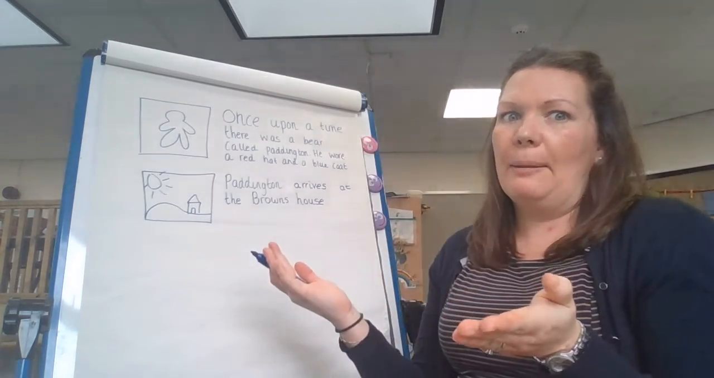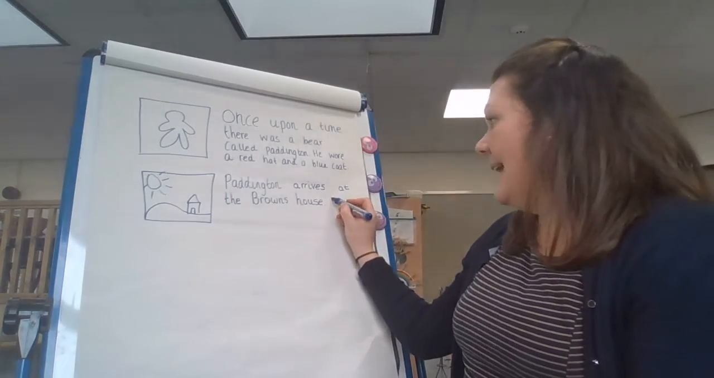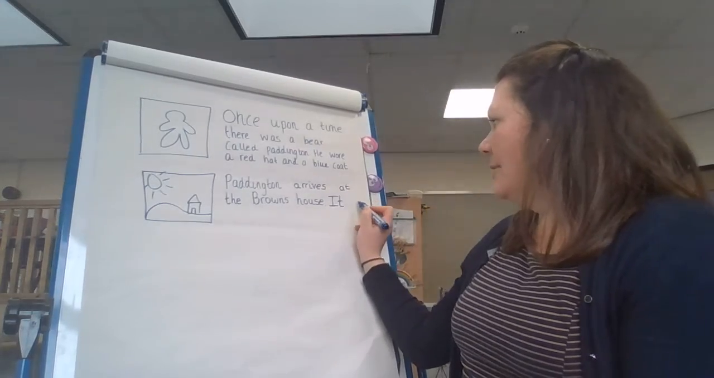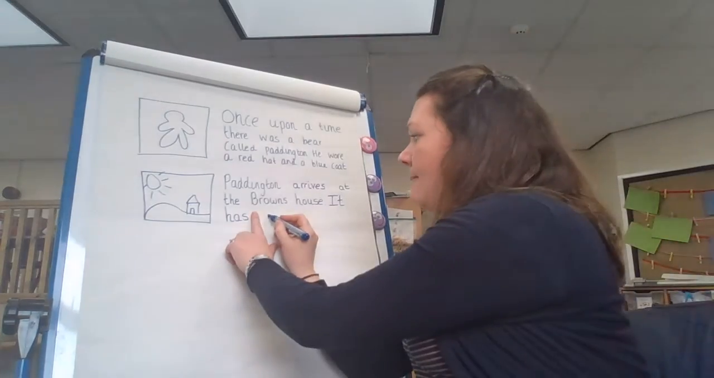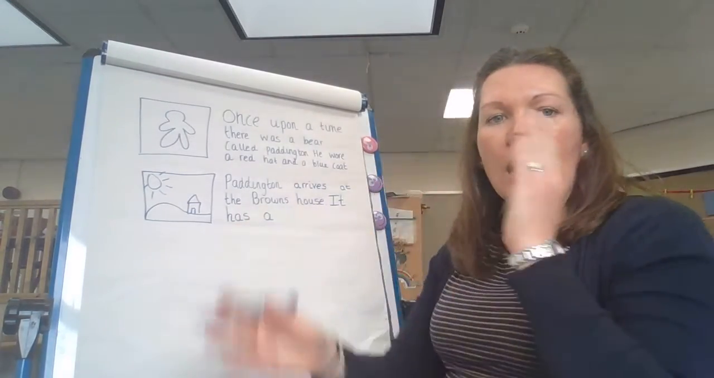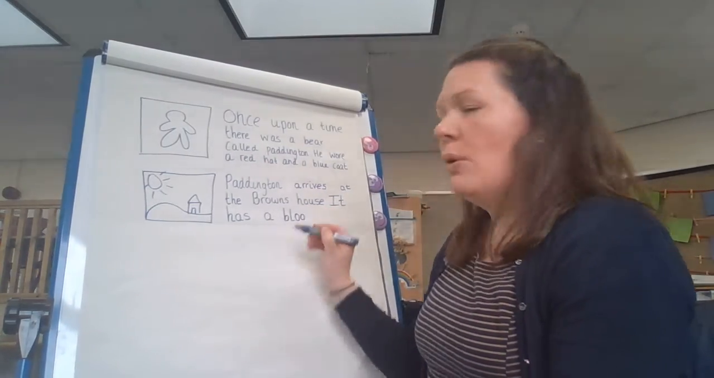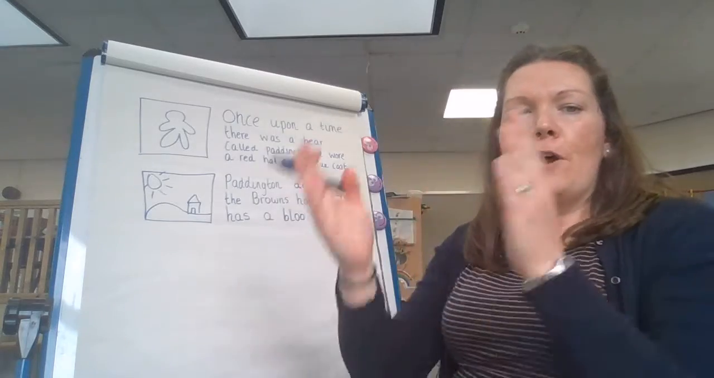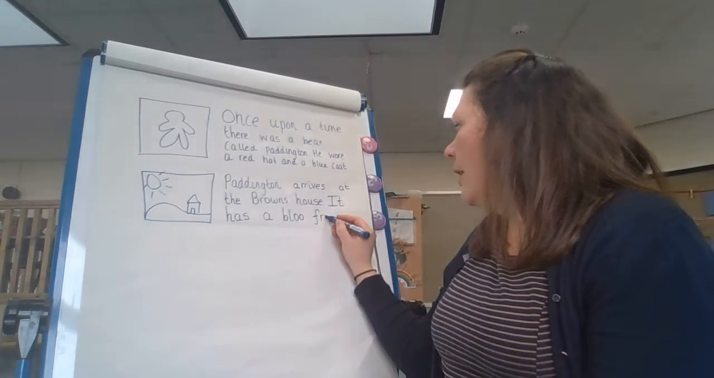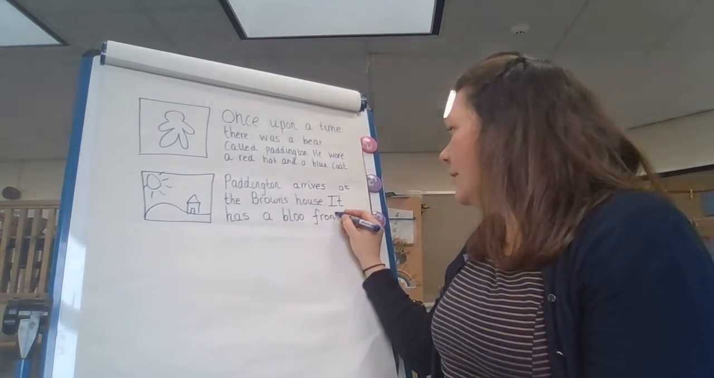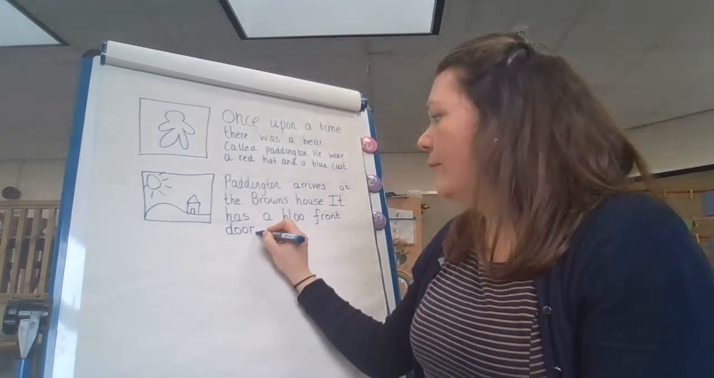So the Brown's house has a blue front door. So Paddington arrives at the Brown's house. It, so capital letter, it. Now there's no room there, so I'm going to move down here. Has, finger space, blue, let's write front, door, and full stop.